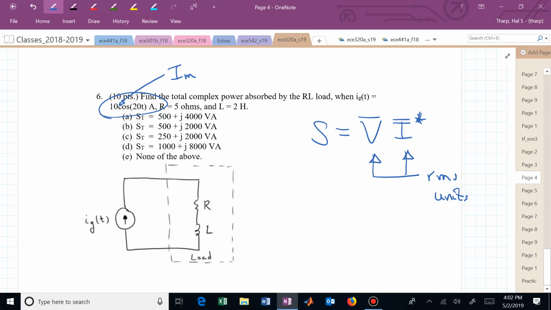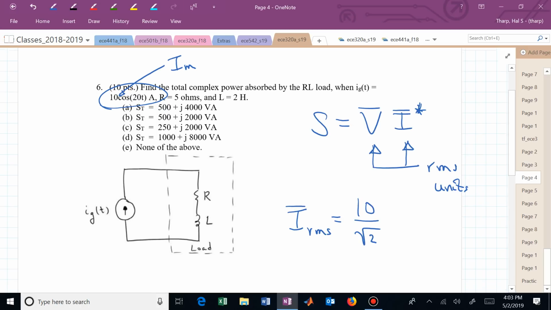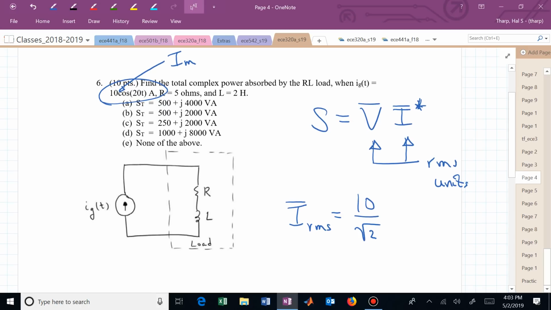If we wanted I in RMS, it's now this 10 over the square root of 2. But we're only given a current. We aren't given a voltage. And that's our formula, V I star.